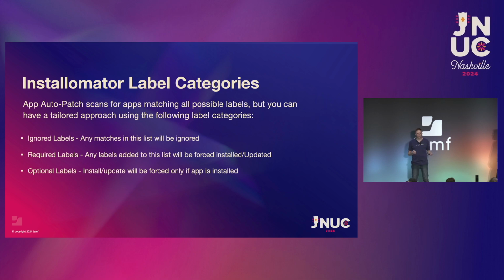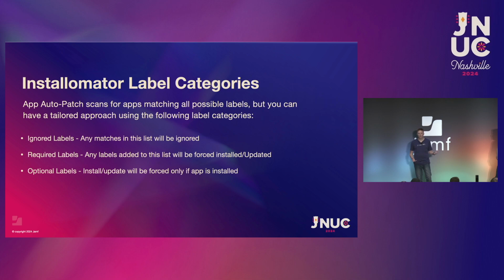So for example, you could include the word Microsoft with an asterisk afterwards, which would ignore all labels that begin with Microsoft. Additionally, you can add a single wildcard to this category to ignore all apps, letting you pick and choose different apps using the required and optional category. So for required labels, any labels added to this will be force installed or updated, regardless if the app is installed or not. So this can be beneficial for required business apps that need to be installed, even if a user were to remove it.